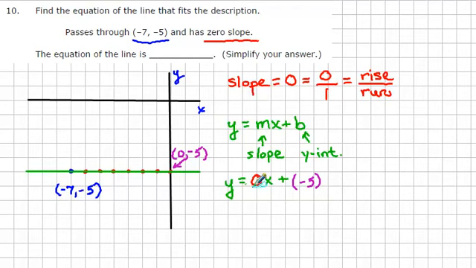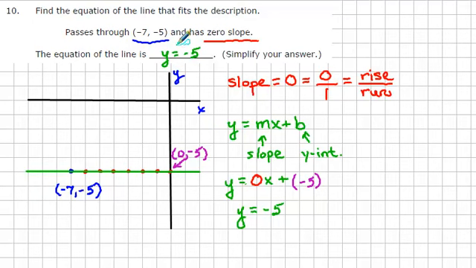Then we just simplify, and we have y is equal to 0 times x, which is 0, plus negative 5, that's negative 5. y is equal to negative 5. And that is the equation of our line. y is equal to negative 5. Now that kind of makes sense because every single point on the line has a y coordinate of negative 5. So y equals negative 5 describes all the different points on the line.